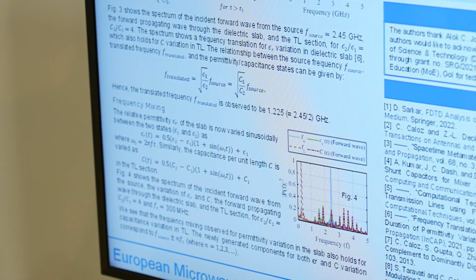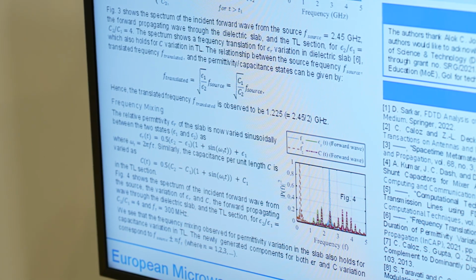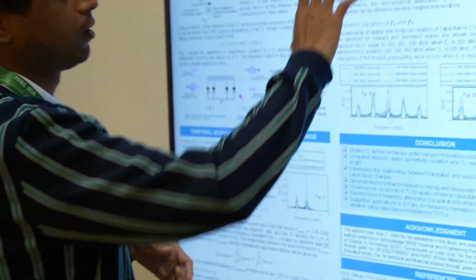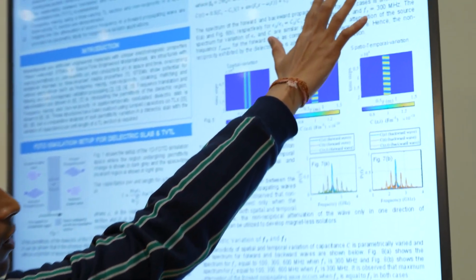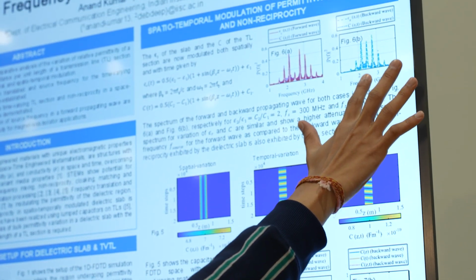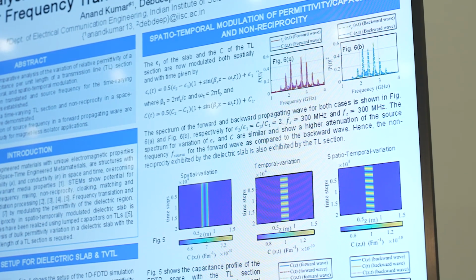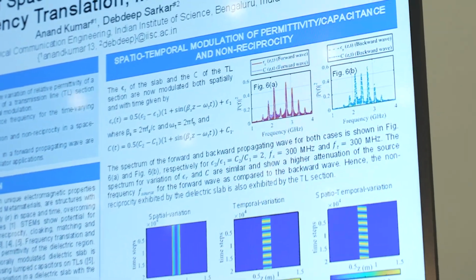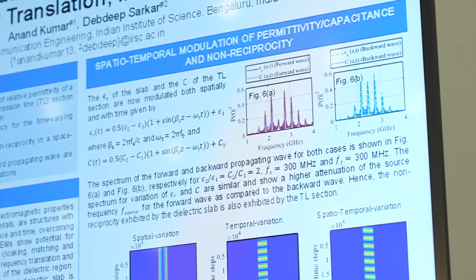And the third is if you vary the media property with both space and time, then you observe non-reciprocity. So for example, if you're sending a signal, for the forward wave you can see the central frequency gets attenuated, while the backward traveling wave does not get attenuation. So non-reciprocity is a property where the waves experience different properties when traveling in opposite directions.